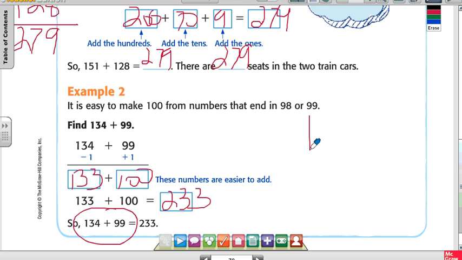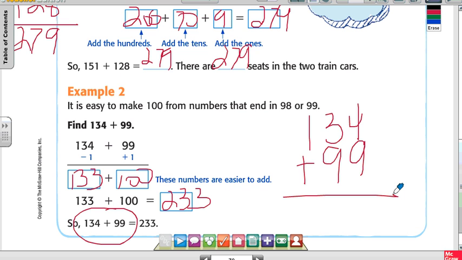Again, another way, just 134 plus 99. 4 plus 9 is 13. Put the 3 down, carry the 1. 3 plus 9 is 12. Plus 1 more is 13. And then you carry the 1. And 1 plus 1 is 2. So 233.